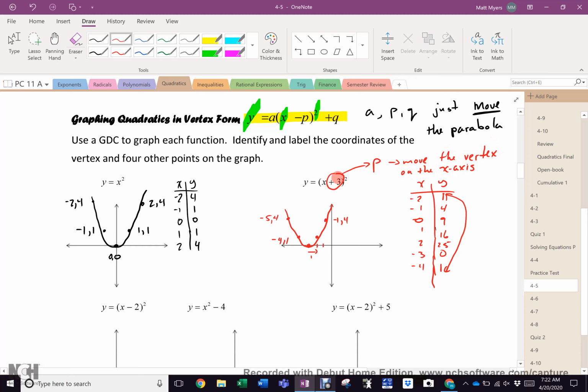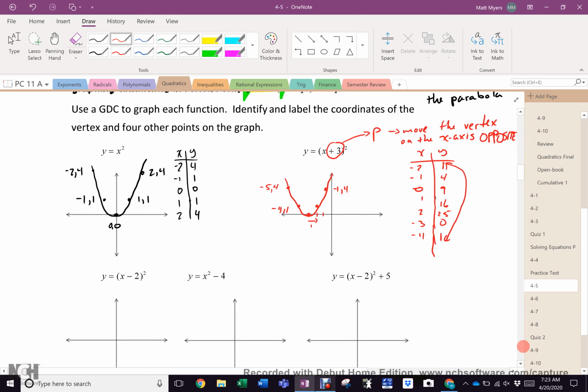Now, it says positive 3 up there, it says negative. We have to remember it moves on the x-axis opposite. So, do we have a P there? Yeah, right there's P. What's the opposite?